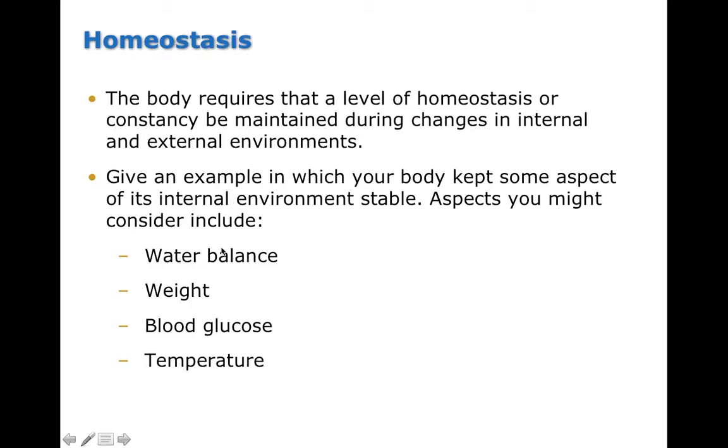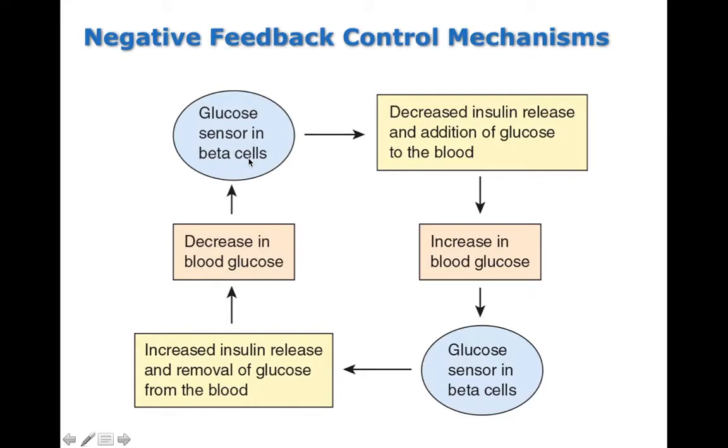In the last chapter, we talked about water balance. We've also talked about blood glucose balance in the endocrine system. Body temperature and weight also need to be maintained in balance, and we have various organ systems that help maintain normal balance of these variables. In terms of homeostasis, this is typically achieved by negative feedback control mechanisms.